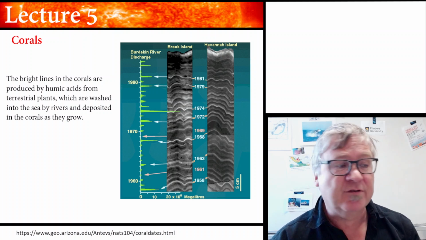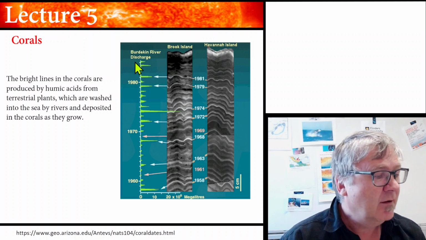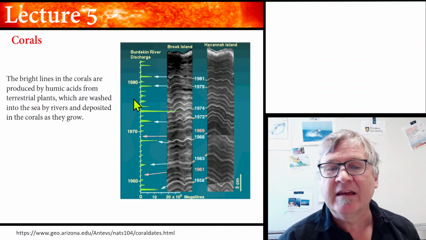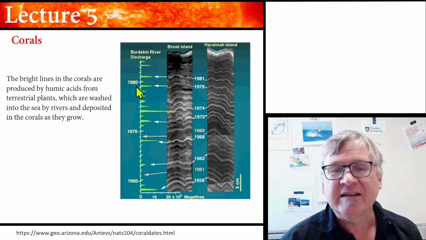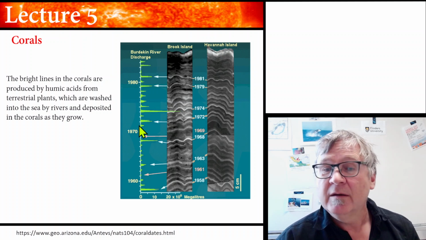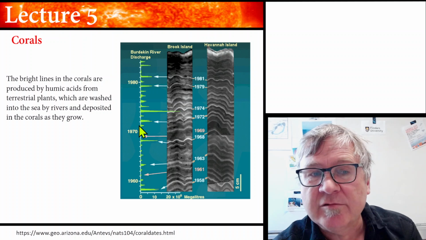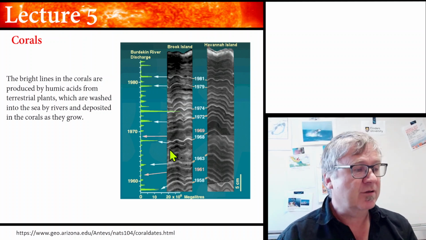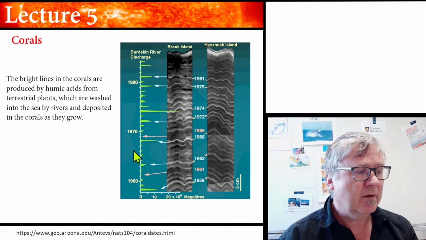And this is a reconstruction here, actually data here, of the Burdekin River discharge, where you can see the alignment of different lines. So that's important information that you can retrieve from corals on past climatic conditions.